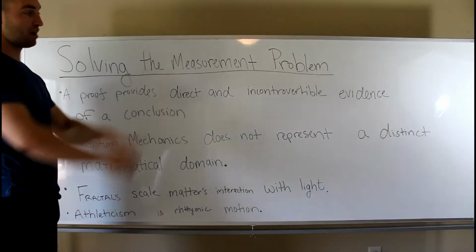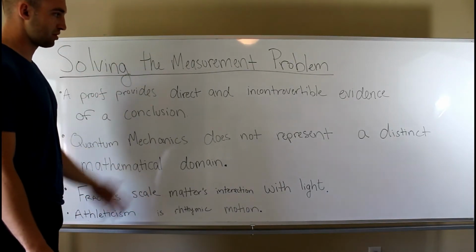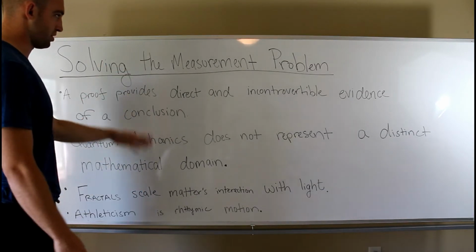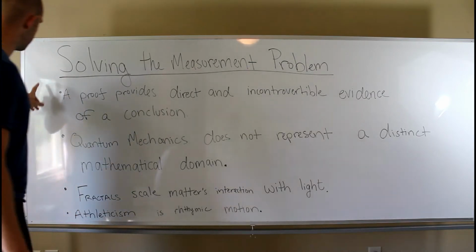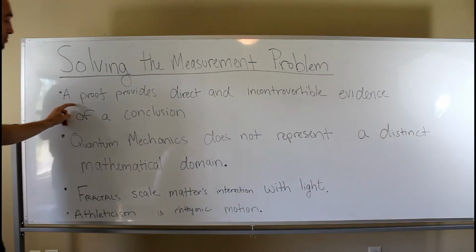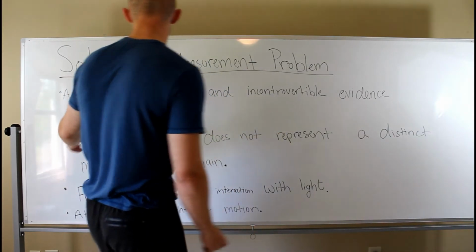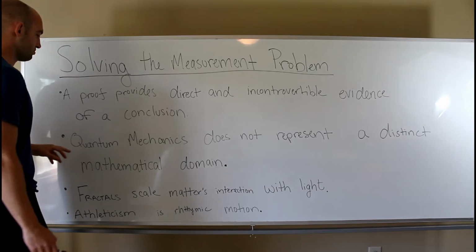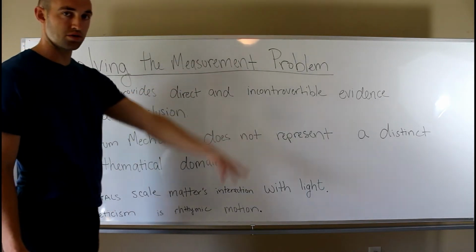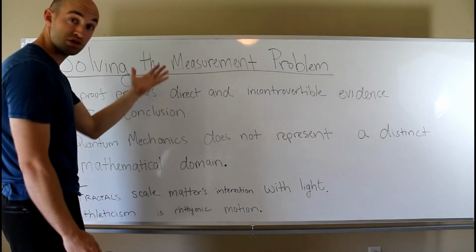So bringing this entire lecture to a close, we're going to bring all of the ideas together and solve the measurement problem of quantum mechanics. I have up here just a couple simple statements. A mathematical proof provides direct and incontrovertible evidence of a conclusion. So, you build a mathematical structure, you put a lot of ideas up on the board, you say, look at all these great things, that's what we just did.